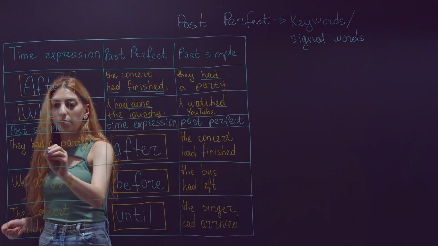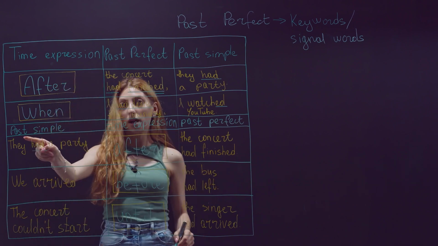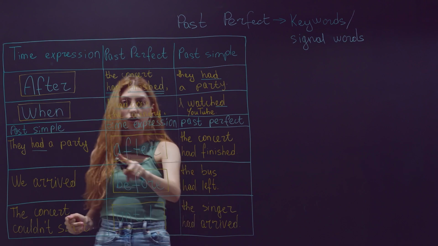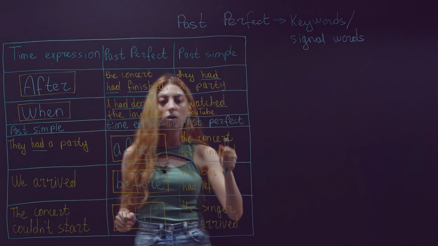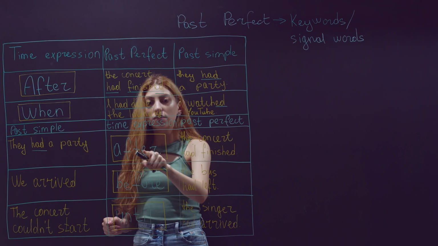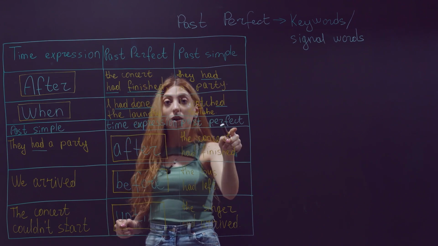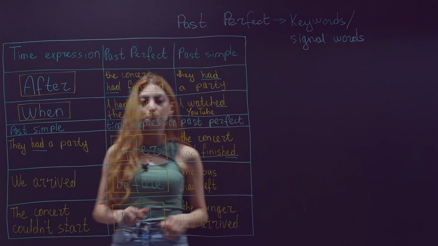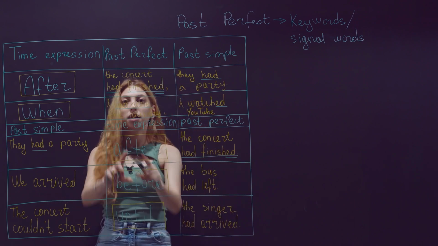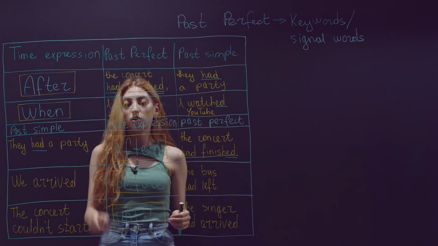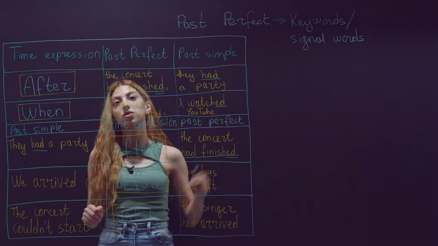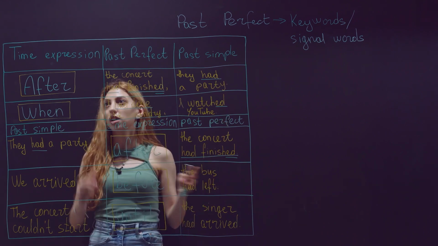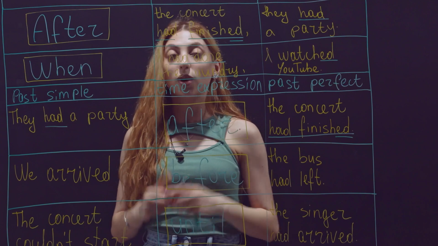They had a party. Had is for past simple tense. After, this is a time expression or keyword, in the middle of the sentence. And then past perfect tense: the concert had finished. Well, this is it. This is the second fixed structure for after as a keyword or signal word or time expression. Now let's move on.